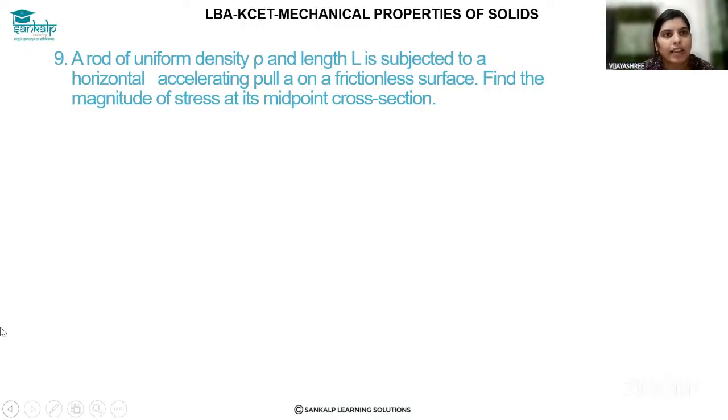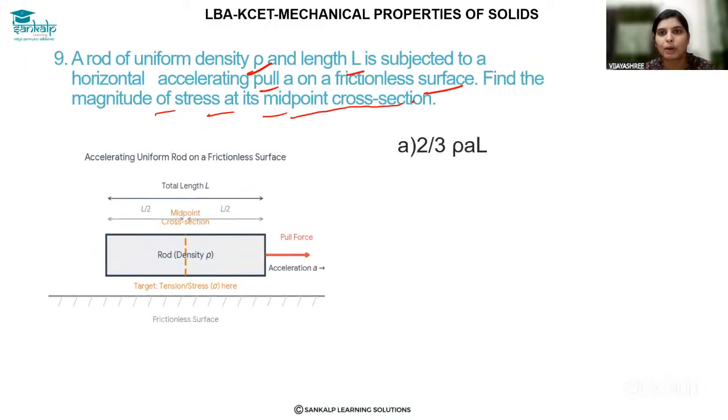Let us look at question number 9. A rod of uniform density and length L is subjected to a horizontal accelerating pull on a frictionless surface. Find the magnitude of the stress at the midpoint of the cross section. Option A: 2 by 3 density into A into L. Option B: density into A into L. Option C: 1 by 2 density into A into L. Option D: 2 times density into A into L.